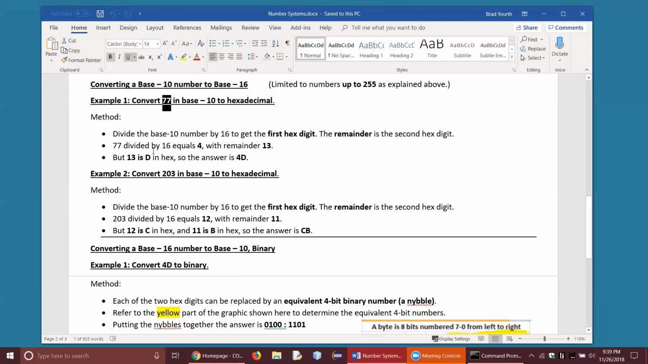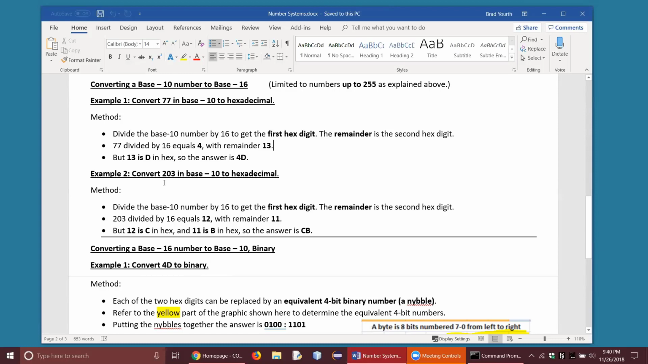So in the case of 77, 77 divided by 16 gives you a value of 4. And as you know, 4 times 16 is 64. If you subtract that from 77, the remainder is 13. So 77 divided by 16 is 4 with remainder 13. But we don't want to use 13. We have to convert that in hex to D. 13 is D in hex. So the final answer here is 4D. 77 in base 10 then is 4D in hex. So it's just the reverse of the way we did the first conversion.